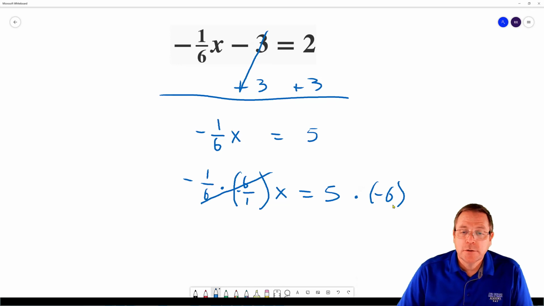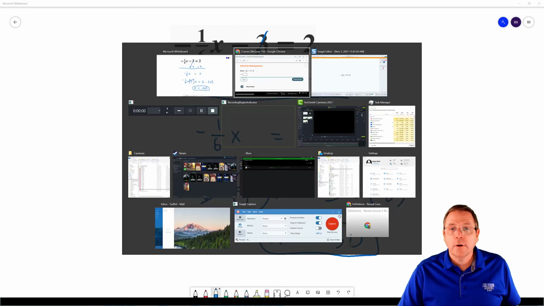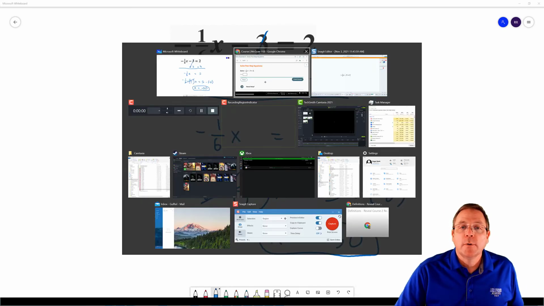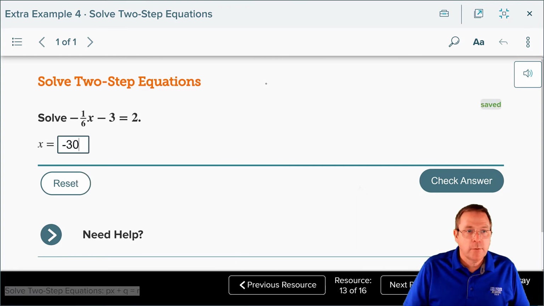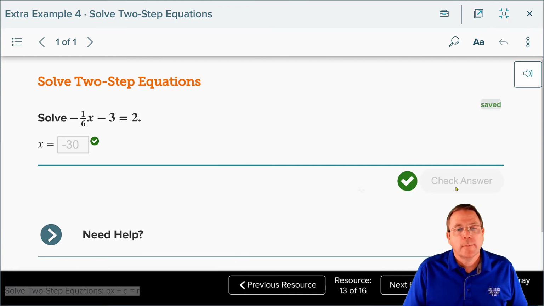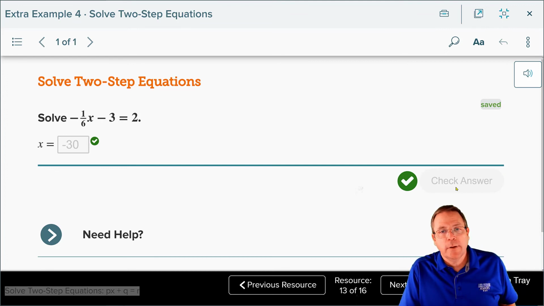I'm multiplying it by a whole number, no reason for it to be a fraction. These just divided each other out, becoming 1. 1 times x is x. On this side, 5 times 6 is 30. Positive times a negative is a negative, for a negative 30. Jump back over to our problem, type in our negative 30, hit check, and the answer checks.